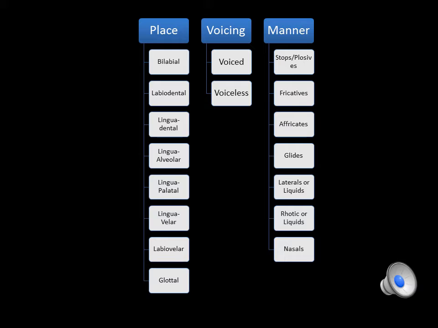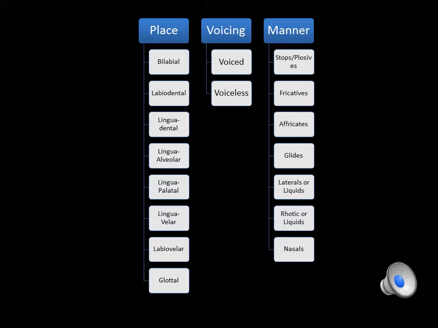One place is the bilabial sound. Bilabials refer to two lips, bi meaning two and labial meaning lip. The b, p, w sounds are bilabial sounds. Labiodental refers to the lip and dental sound, so when the lip goes to the teeth. Linguadental refers to the tongue and the teeth, so that's lingua meaning tongue and dental meaning teeth.